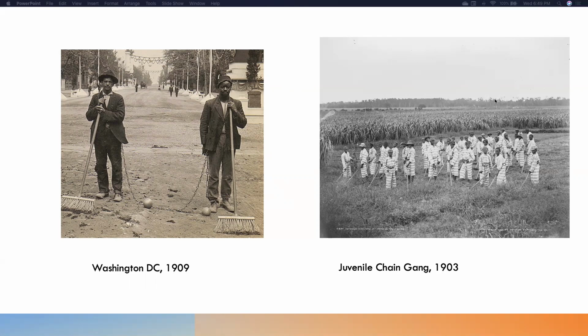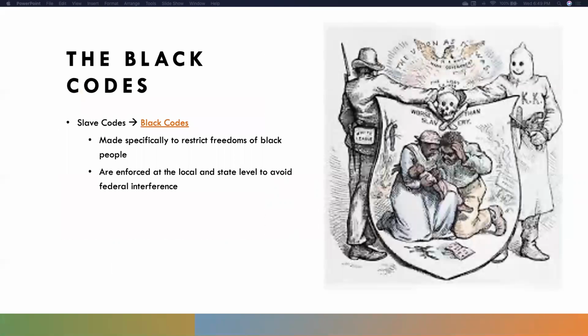These are messed up, and they continue well past the age of Reconstruction. So let's talk a little bit then about the black codes that made it possible for white people to do this to freed African Americans. So we remember this picture. We saw this in Mrs. Robinson's presentation.